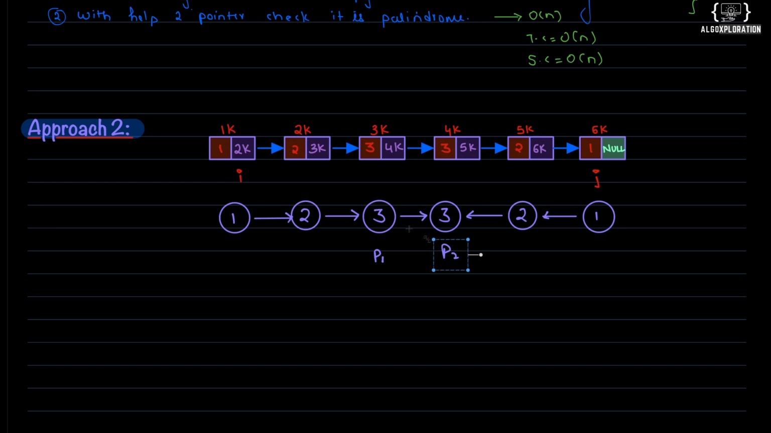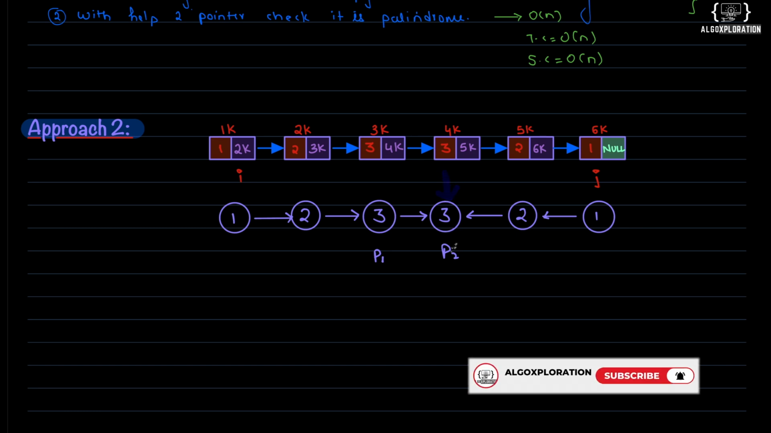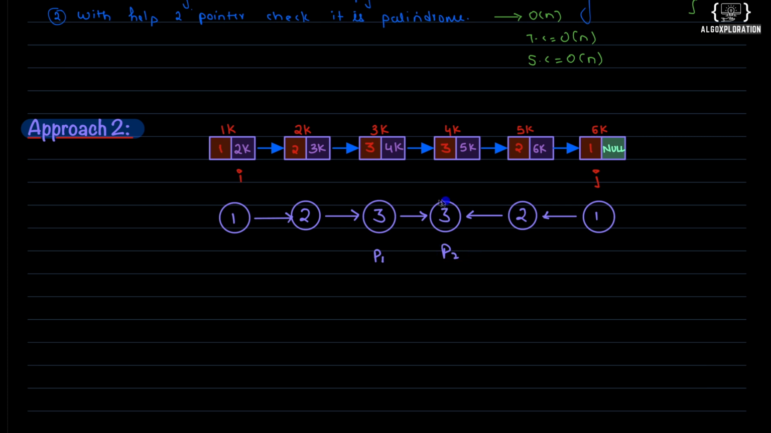Okay, now where I need to stop? See, since p2 is pointing to this last node, if I traverse p2 again, p2 will be pointing to null, right? Because for this the last node is null. So I need to stop over there. Similarly, if p1 is pointing to null, I need to stop over there, right? So this will be my stopping condition. So I hope you got this.